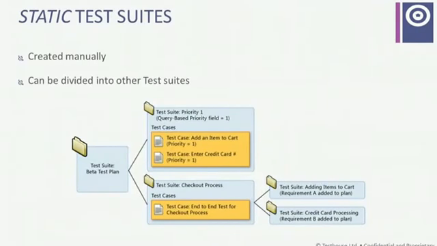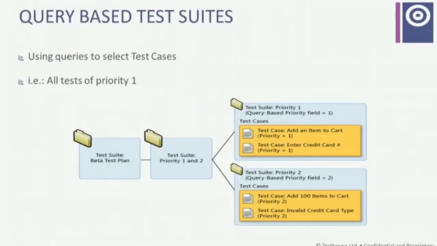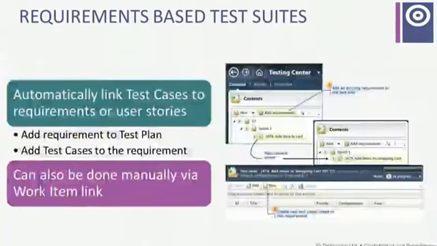So your static test suites are just containers that don't rely on queries or anything like that. They're just like miscellaneous containers. You can make query-based test suites, so you can make all your priority 2s appear in one particular place by writing an SQL-like query, and then all those test cases will automatically be gathered into one test suite, so you can easily find them.